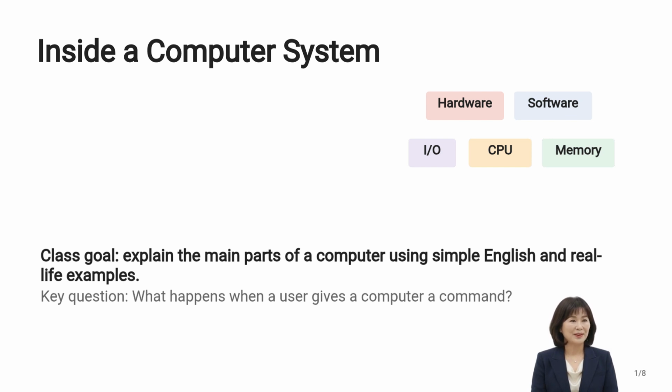For example, when you type a sentence, click a button, or play a video, many parts of the computer work together. By the end of this short lesson, you should be able to name the main parts of a computer system, explain the roles of the CPU, memory, input and output devices, and distinguish hardware from software. I will ask a few quick questions during the lesson, so please answer with short English phrases.